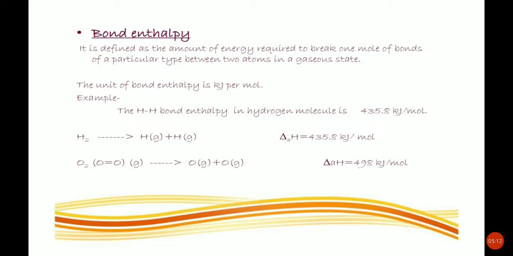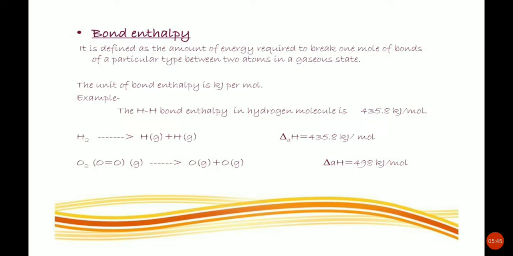So the unit of bond enthalpy is kilojoule per mole. It is expressed in kilojoule per mole, kJ per mole. Example, the H-H bond, that means the bond between two hydrogen atoms. The H-H bond enthalpy in hydrogen molecule is 435.8 kilojoule per mole. So it is the H2 molecule.